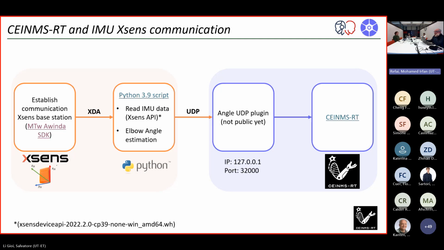After that, you also have to create another socket that allows CEINMS to receive angle data. This plugin is not public yet, but we aim to publish it as soon as possible. It works the same way as the EMG UDP socket. With the EMG UDP socket, you are able to receive EMG data. In this case, you are able to receive elbow data or other joint data. Then this data goes inside CEINMS.